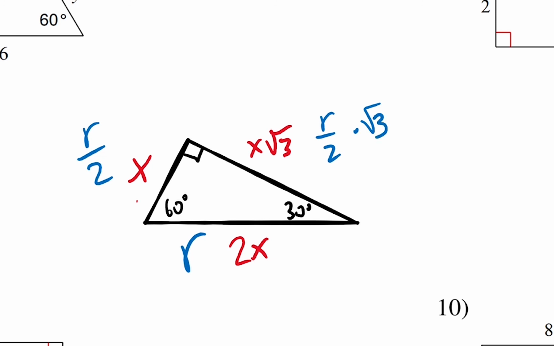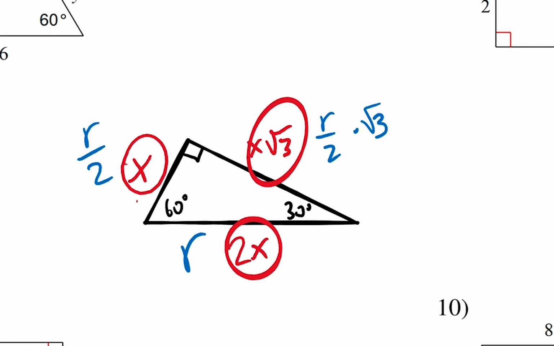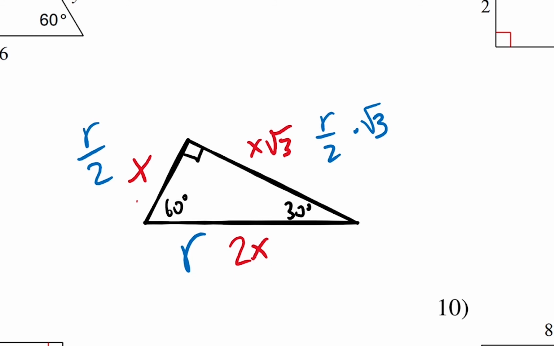Do you see how this is still the same proportion? This time I chose to make the shorter leg x, but notice how the hypotenuse is still double the short leg. The long leg is still the short leg times the square root of 3. The proportions are all the same. How you label it exactly is not as important as preserving those ratios, those multipliers.